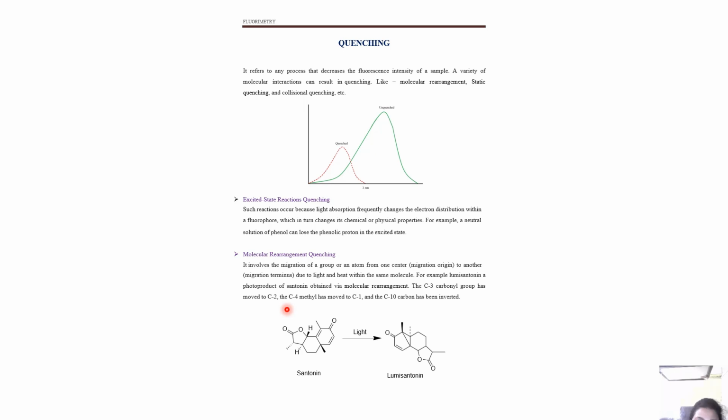Now, if we talk about quenching, it refers to any process that decreases the fluorescence intensity of a sample. A variety of molecular interactions can result in quenching, like molecular rearrangement, static quenching, and collisional quenching.